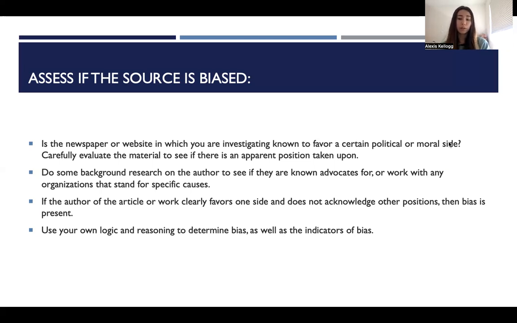If we are reading the article and we notice that the author is not acknowledging other positions and is in very clear favor of one side, we can identify biases being present. In a future video, we will look at some examples of what this may look like. Finally, it is important to utilize your own logic and reasoning, as well as the various indicators of bias you've learned in this workshop to help to determine bias.